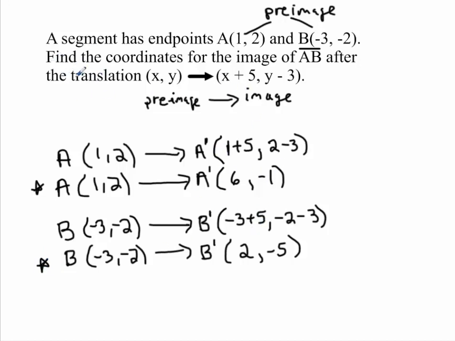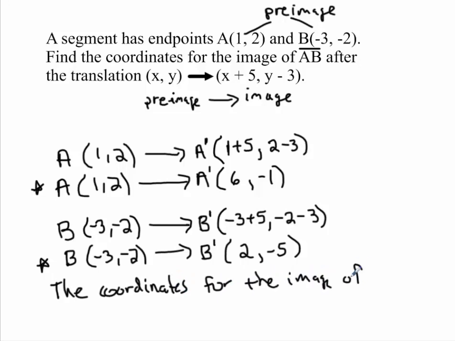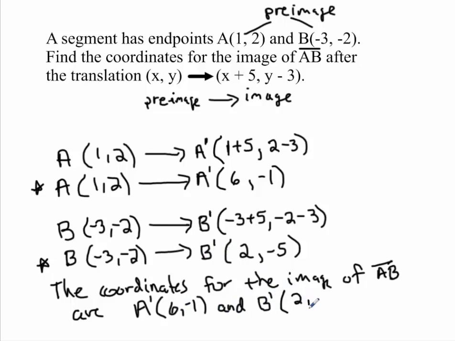So if I wanted to rewrite it just to organize my solution, it says to find the coordinates for the image of the segment. So I can just say here that the coordinates for the image of segment AB are, and these are the coordinates for the image, so you have to look at the prime notation now. A prime, the first one, was (6, -1), and the image of B, which is B prime, was (2, -5).